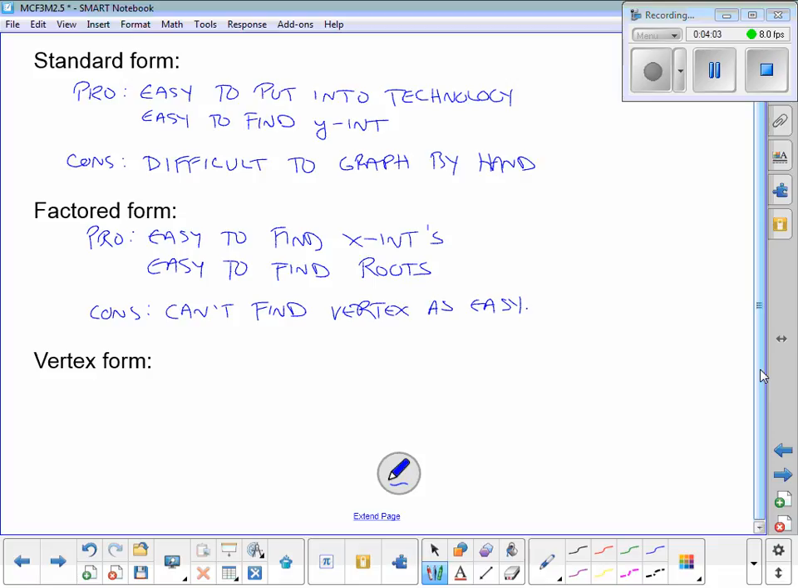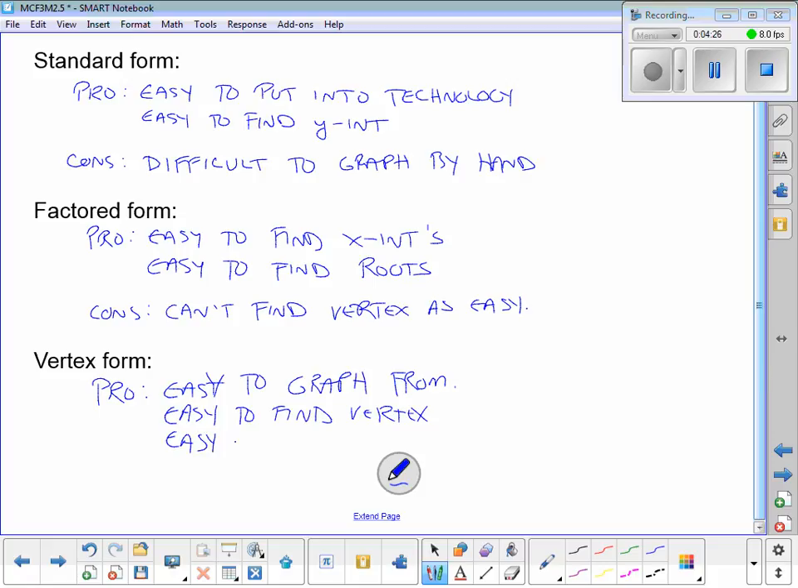And finally, your vertex form. The advantage to your vertex form: it's easy to graph from. Easy to find the vertex. Easy to find the max or min. And that's something that we'll be talking about in a little bit. So you can easily find that piece of information.